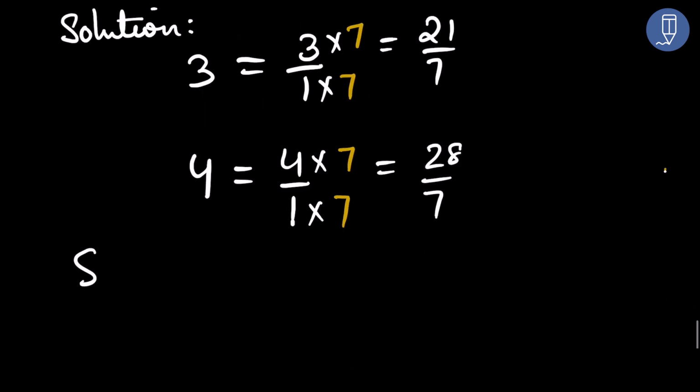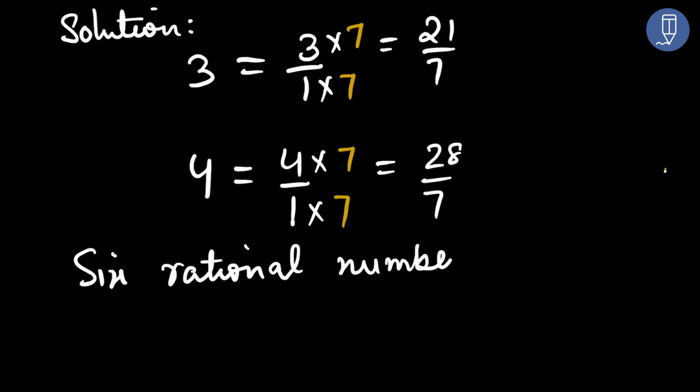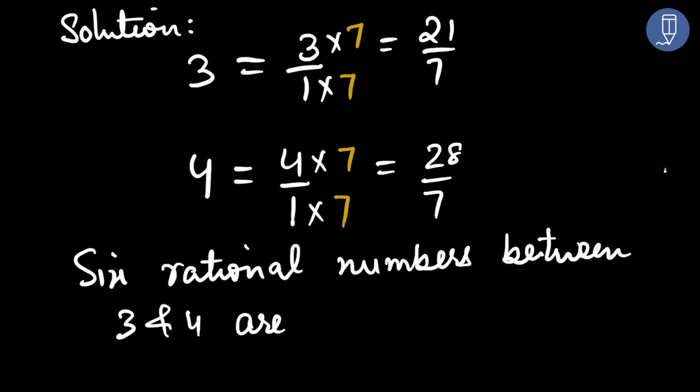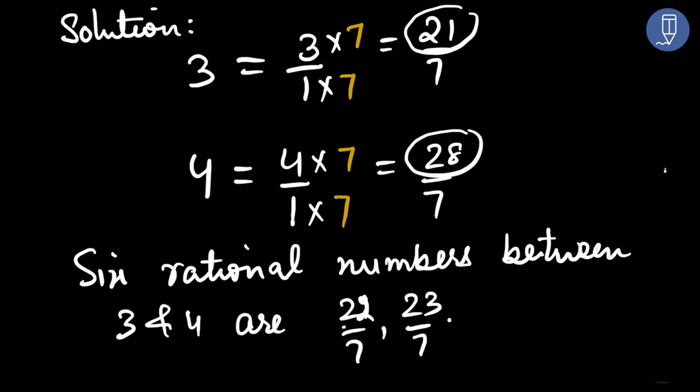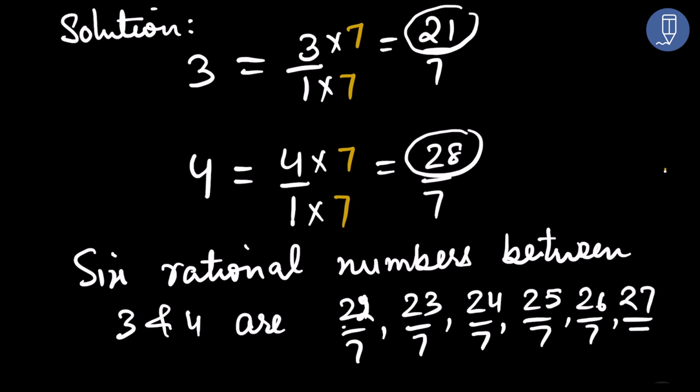Now we'll simply write down 6 rational numbers between 3 and 4. They are 22 by 7. That means we'll write down all the numbers which lie between 21 and 28. So 23 by 7, 24 by 7, 25 by 7, 26 by 7 and 27 by 7. So the answer is this.